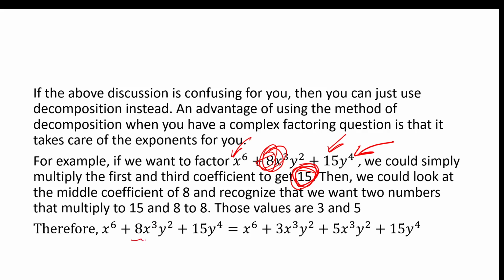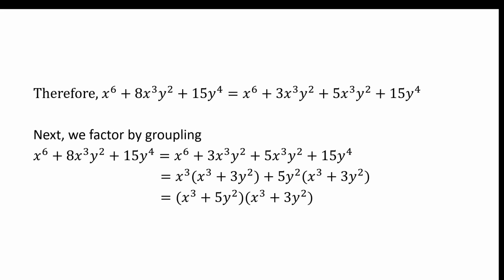So I'm going to break apart this middle term of 8x cubed y squared into 3x cubed y squared plus 5x cubed y squared. Now, all I have to do is common factor the first two terms and common factor the next two terms, and then I'll be able to factor by grouping as we saw in our earlier decomposition example.